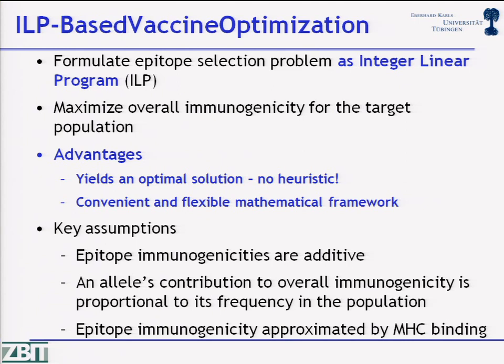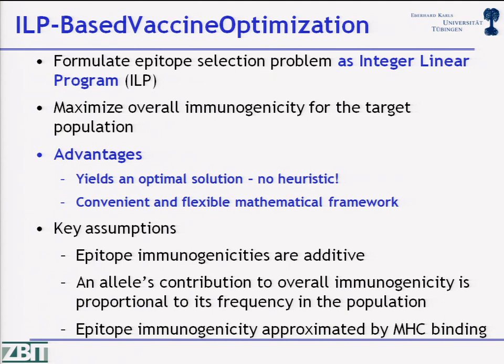And also ILPs are very neat mathematical tools, so we have a convenient, flexible, and also very established mathematical framework. We can write these constraints down very efficiently. There are a couple of key assumptions we need to make, and they are also made by others. First of all, we assume that the epitope immunogenicities are additive. You might argue about that.